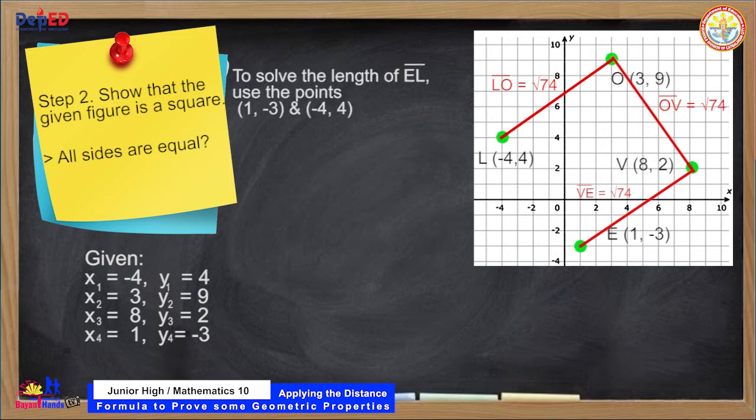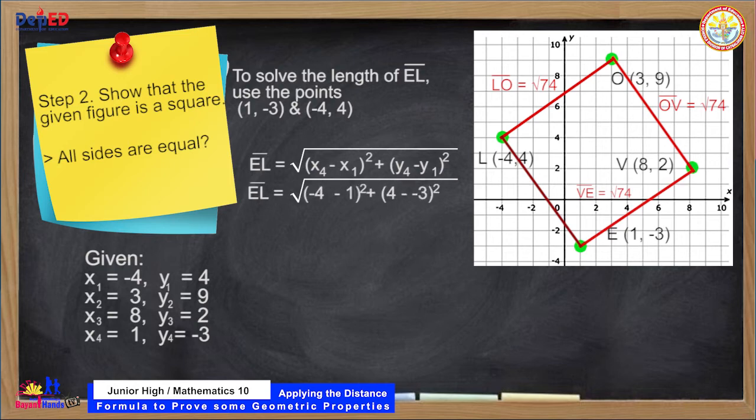To solve the length of segment EL, use the points E, 1 and negative 3, and L, negative 4 and 4. Since it is the first and fourth point, our formula is segment EL is equal to the square root of the square of the quantity x sub 4 minus x sub 1 plus the square of the quantity y sub 4 minus y sub 1. By substitution, we have segment EL is equal to the square root of the square of the quantity negative 4 minus 1 plus the square of the quantity 4 minus negative 3.